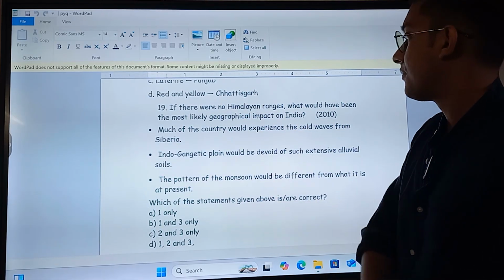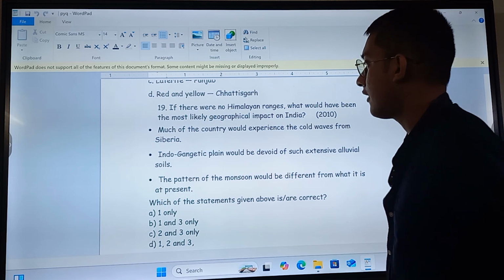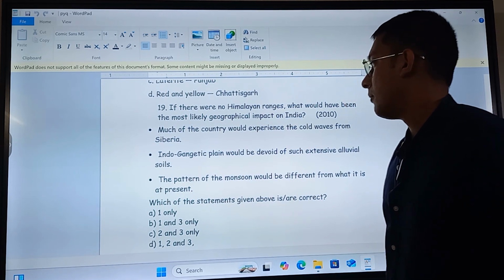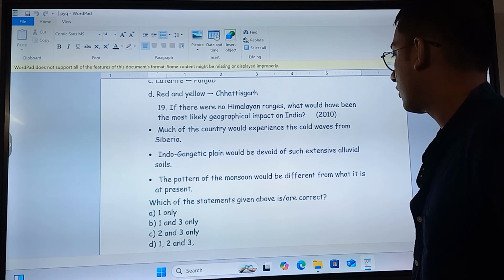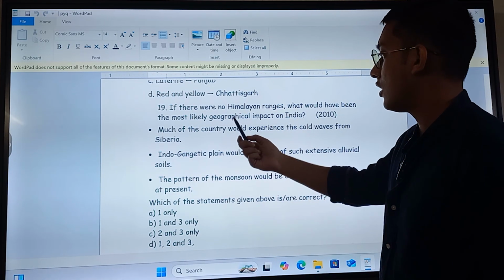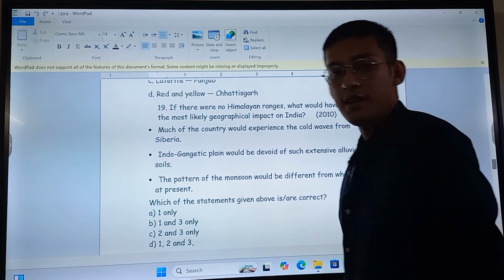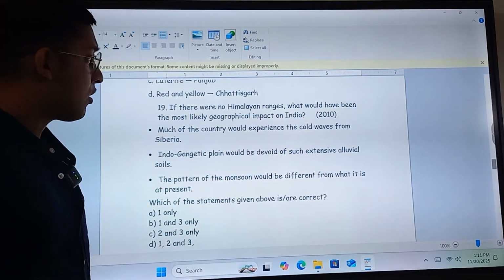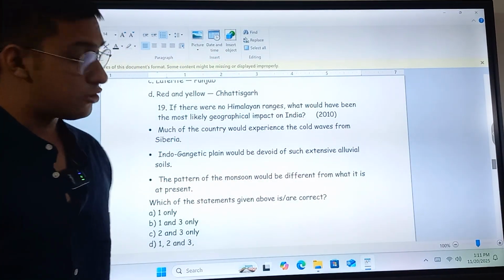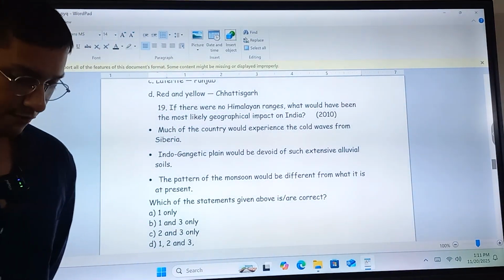Coming to this question, if there were no Himalayan ranges, what would have been the most likely geographical impact on India? Much of the country would experience cold waves. The Indo-Gangetic plain will be devoid of such extensive alluvial soil. The pattern of the monsoon will be different from what it is. So it's an easy question. It's 1, 2 and 3, option D. Because the Himalaya safeguards us from the cold winds, right?